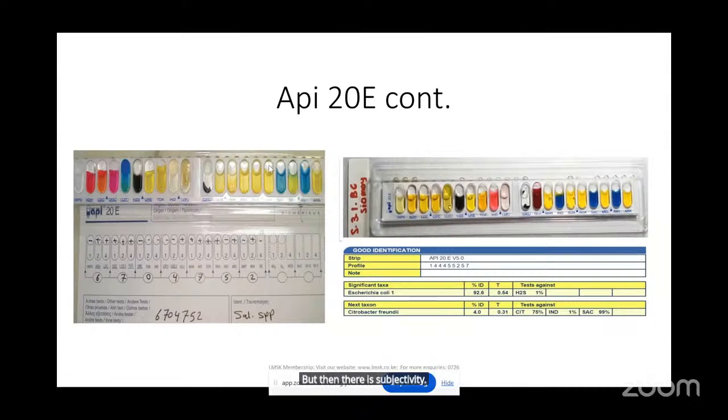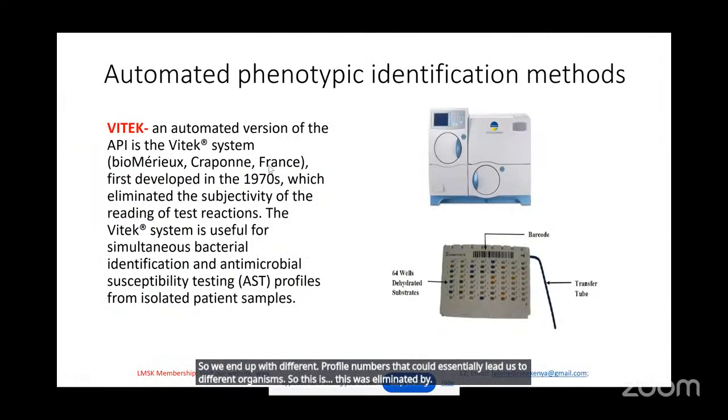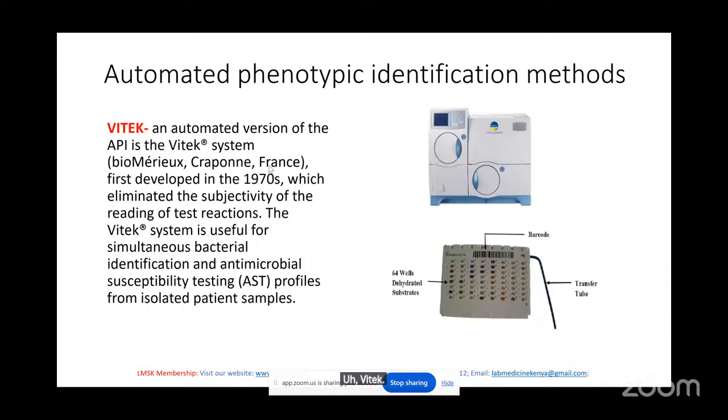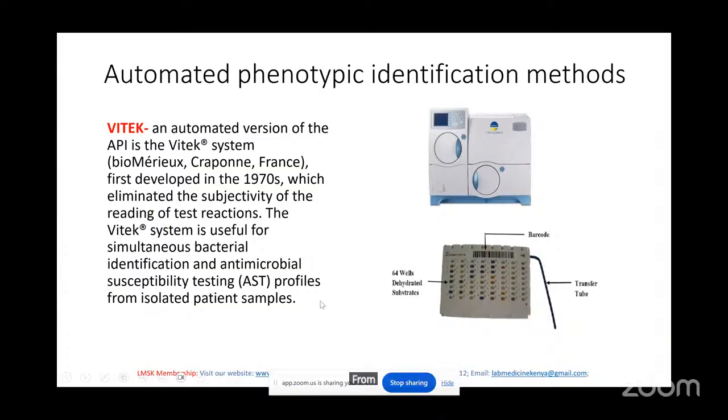Michelle comes and reads the API. I'm seeing this is yellow. Somebody else is saying, no, this is not yellow, or it has slightly changed. So we end up with different profile numbers that could essentially lead us to different organisms. So this was eliminated by Vitek. The Vitek system is useful for the simultaneous bacterial identification and antimicrobial susceptibility testing profile from isolated patient samples.